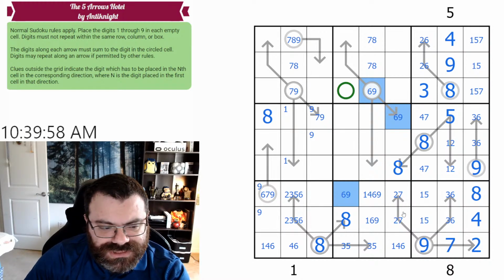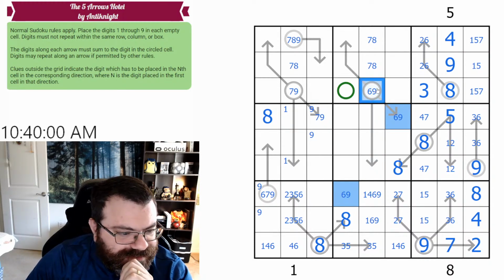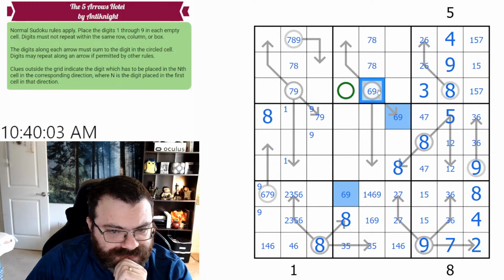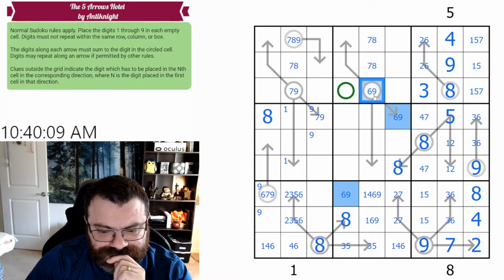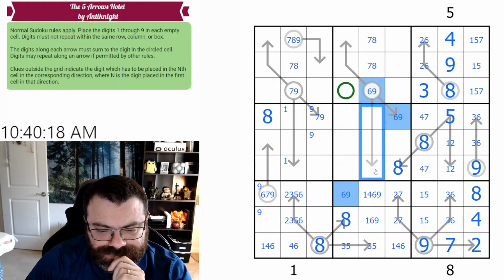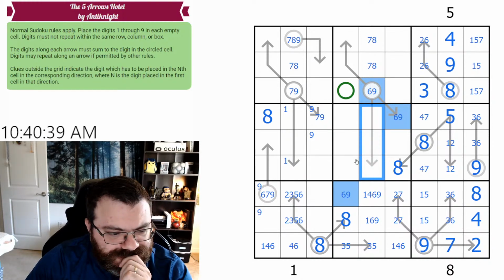Let's see. I completely understand riffclown. Row 3, column 5. I don't quite see.